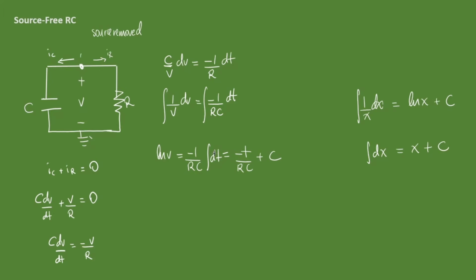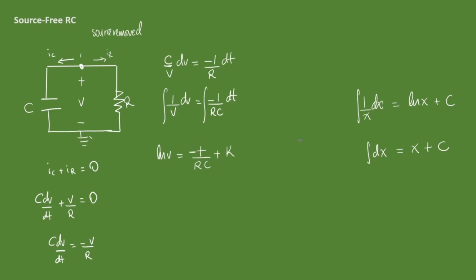Alright, let me bring that together. We get minus T over RC plus, we need an integration constant. C is going to confuse us because of capacitance, so let's stick with K. Alright, what do we do from here?